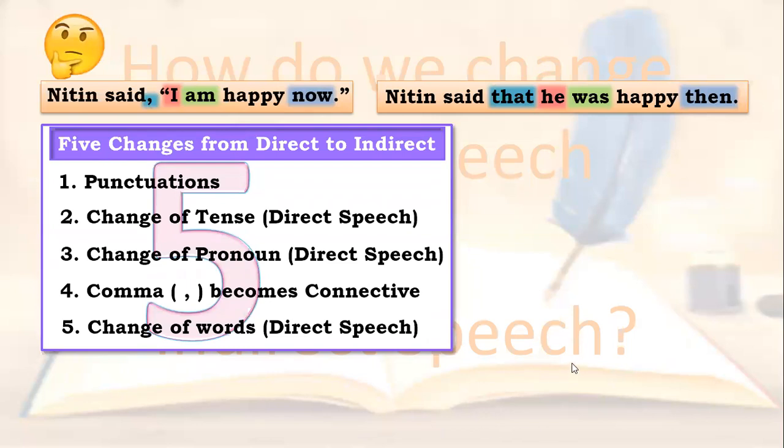For now, let's get on to change number 5. That is now, which has changed to then. That is what we call change in words or change of words. So likewise, we have 5 different changes that take place from direct speech to indirect speech. So which are the connectives that we have just learned? That, to, WH word, if or whether.